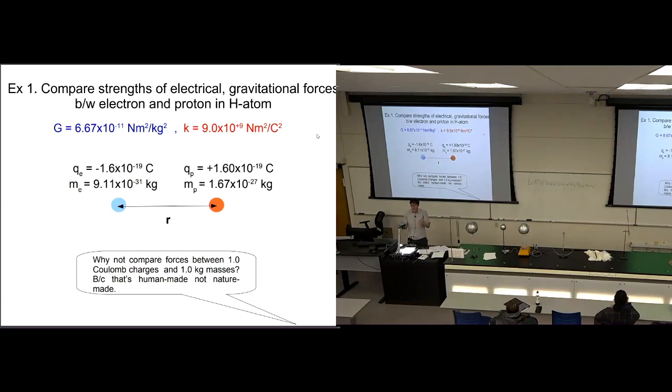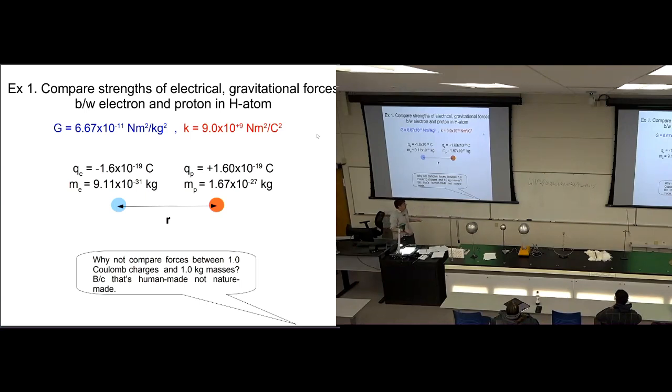What we're doing is comparing the forces of gravity and electricity between something fundamental in nature, the most basic atom in nature. What is the comparison of the forces of electricity and gravity between the components of the most basic atom in nature? So that's why we're doing this.